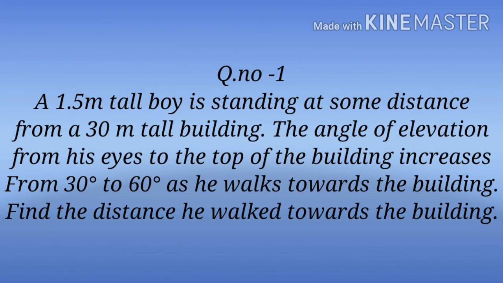Second question. A 1.5 meter tall boy is standing at some distance from a 30 meter tall building. The angle of elevation from his eyes to the top of the building increases from 30 degree to 60 degree as he walks towards the building. Find the distance he walked towards the building.